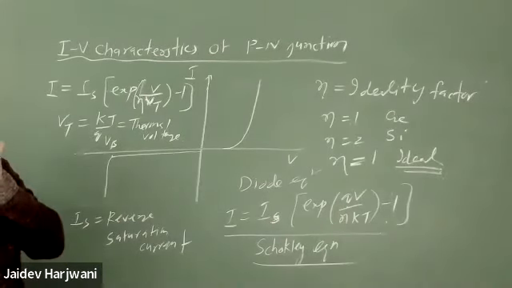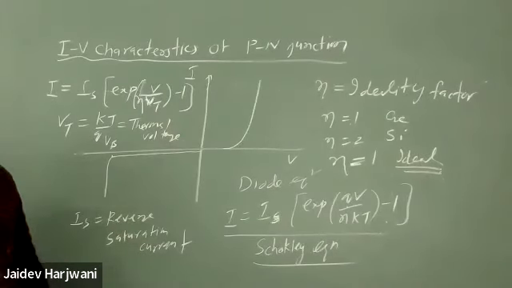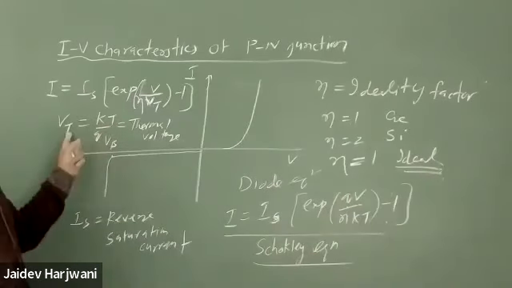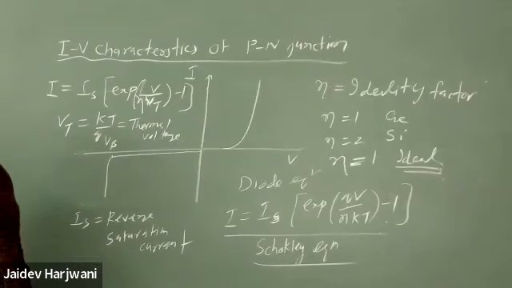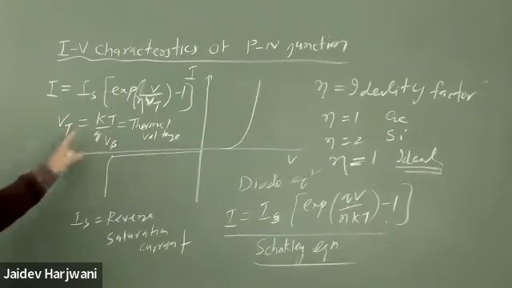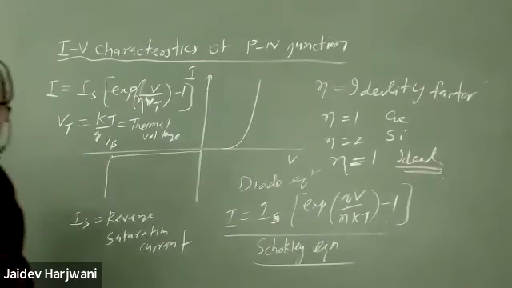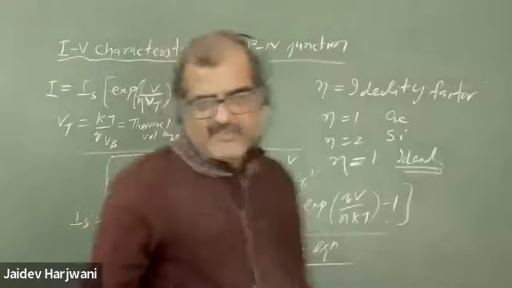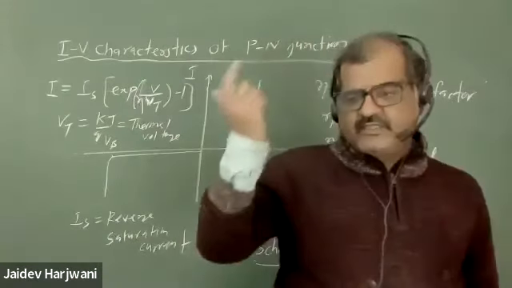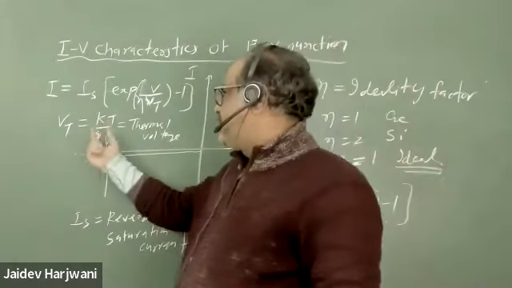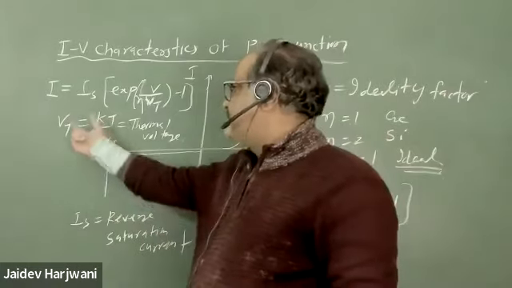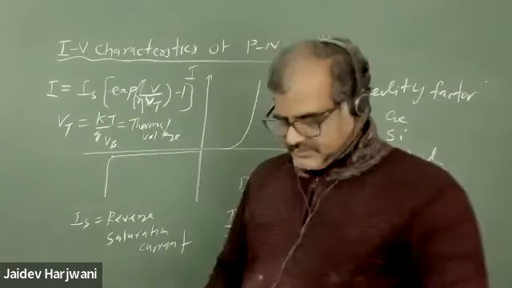Thermal voltage shows how voltage varies with temperature. It is the thermal equivalent of voltage. You put different temperatures here, you get different voltages. If you put T equal to 300, you get VT equals 0.026 electron volt. We calculated this earlier, the VT. So KT by Q at a temperature varies with temperature.